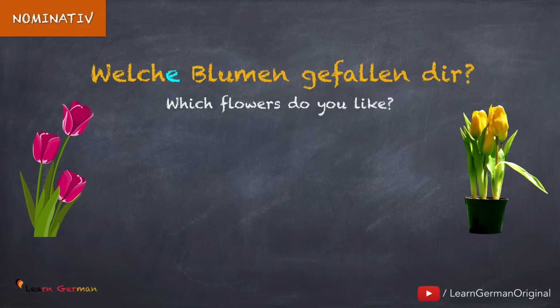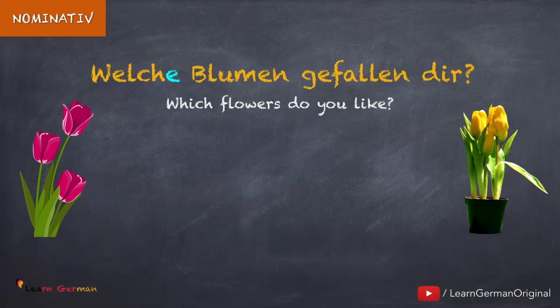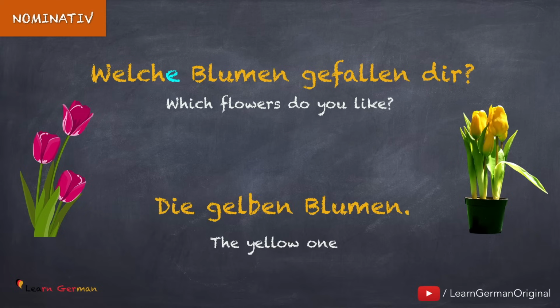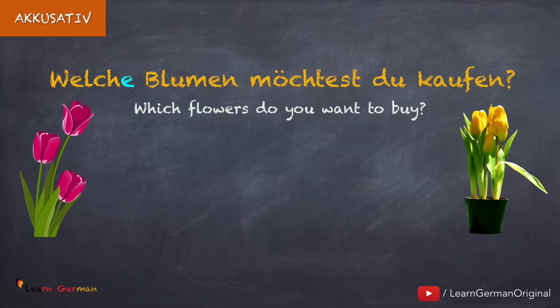Welche Blumen gefallen dir? The feminine and the plural article in nominative are the same. Hence, just like the feminine article, die Blumen will give the ending e to welche, welche Blumen. And the answer is die gelben Blumen. Or one could simply say die gelben. Moving on to the accusative case. Welche Blumen möchtest du kaufen?